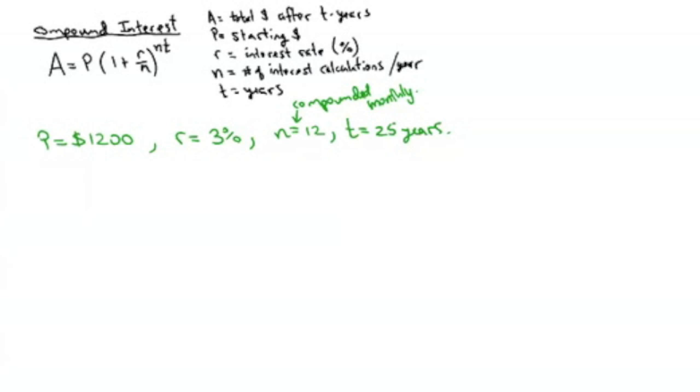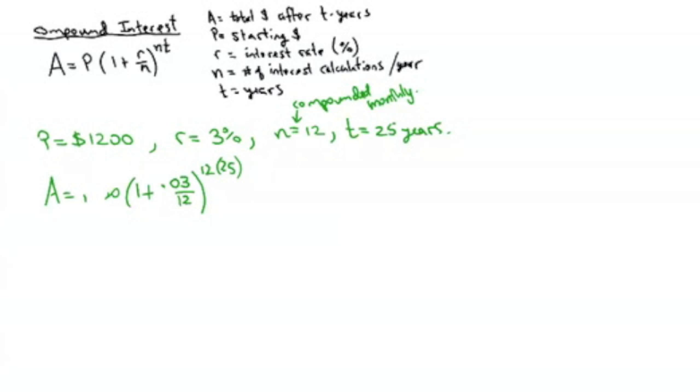Okay, so plug everything into the formula and you get A equals 1,200 deposit plus, make sure you write 3% correctly. What's 3% as a decimal? 0.03. If you write 0.3, that's 30%. So 0.03 divided by the compounded monthly, 12. That gets copied down twice because n is in both locations, down in a fraction, up in the exponent. And then t, of course, is 25.